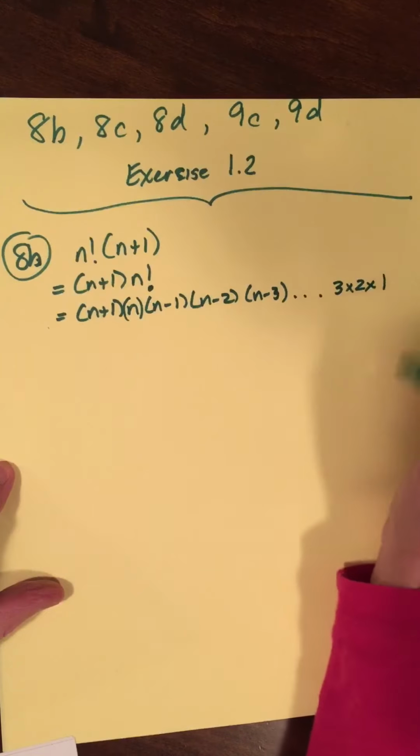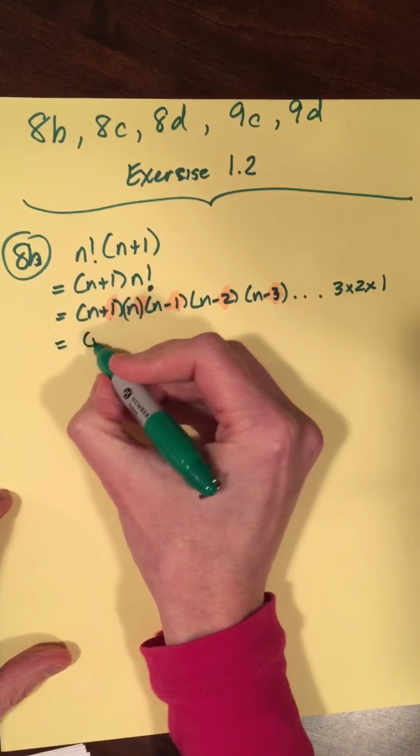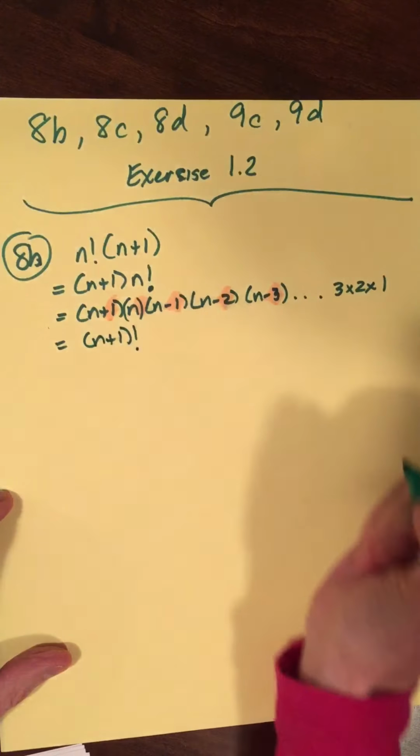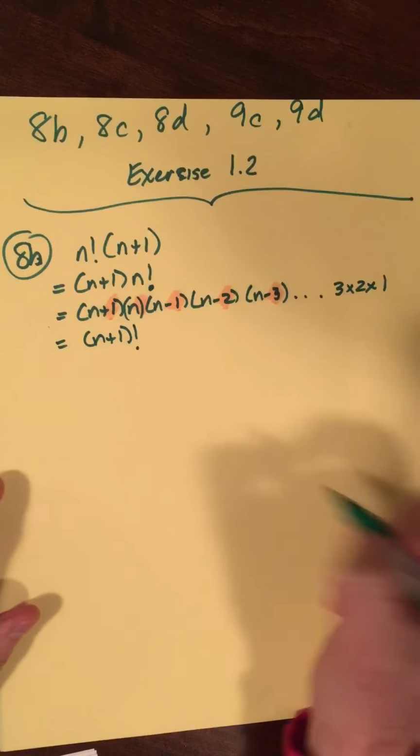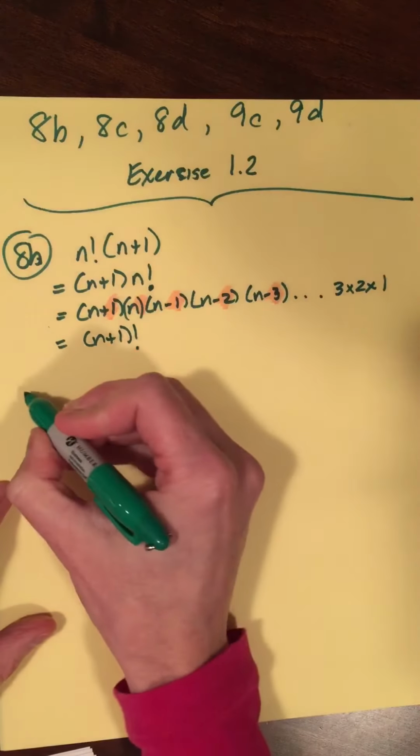And now I'm going to take a look at the question and attempt to simplify it. When I take a look at the question, look at what I see. Nice, beautiful consecutive numbers decreasing by 1. So the simplified answer is n plus 1 factorial. Beautiful. 8c. Let's take a look at it.